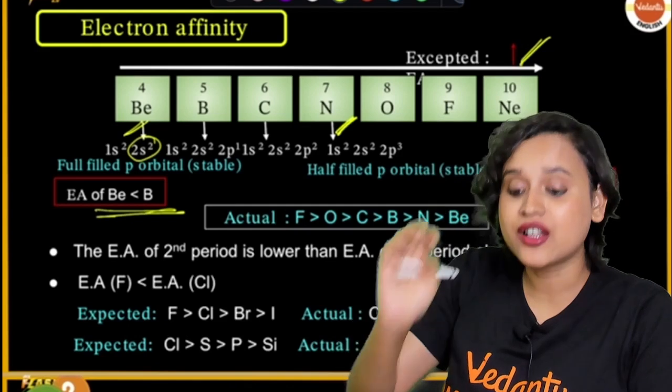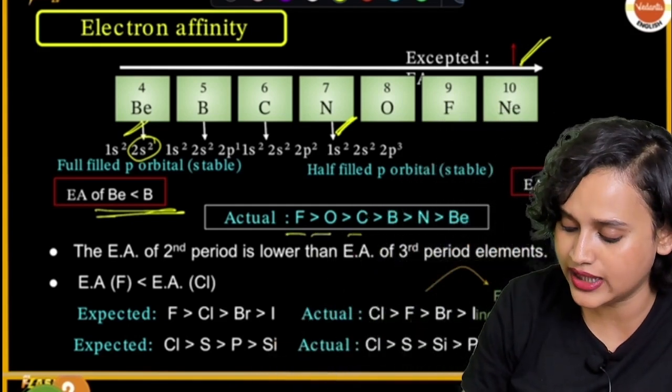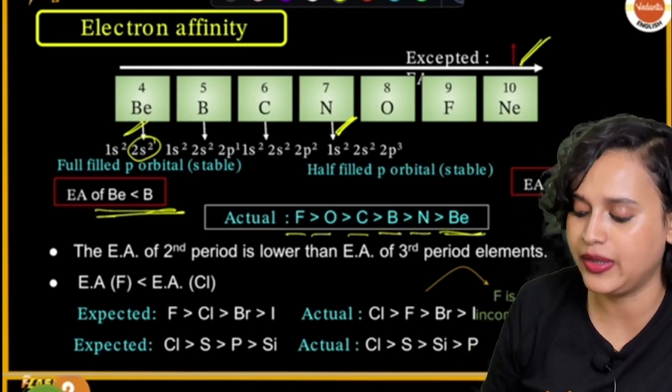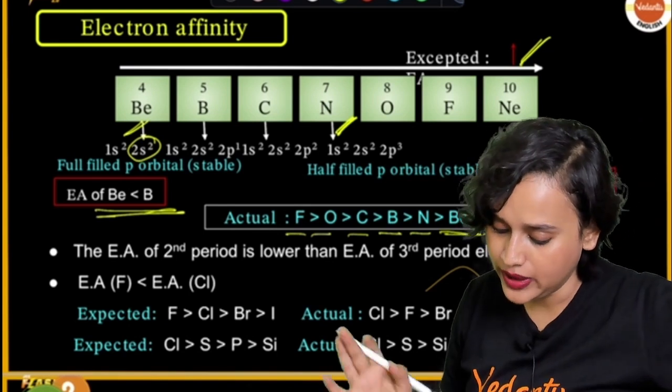Yes. So the actual order of electron affinity is: fluorine is highest, then oxygen, then carbon, then boron, then nitrogen, and then beryllium. Okay. All right, everybody. Do we understand this?